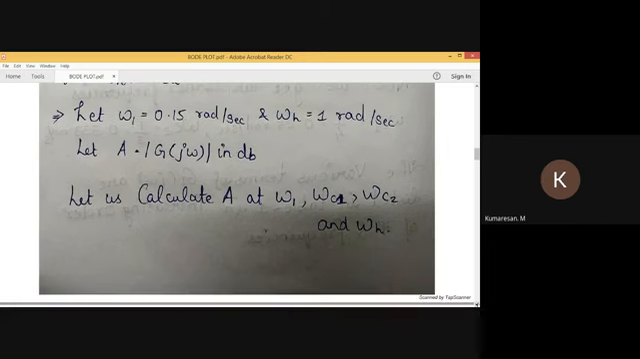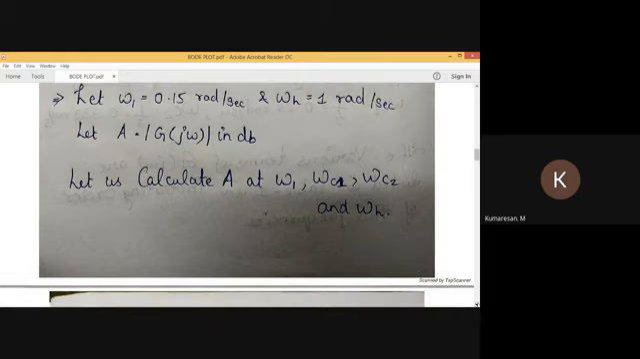We have the formula. Let me take A equal to the magnitude of G of j omega in decimal. The magnitude we are going to find out in decimal. Let us calculate A at omega L. Omega L is nothing but the lower frequency. What is the lower frequency? 0.15. So between 0.15 and 0.25 there is no slope change.